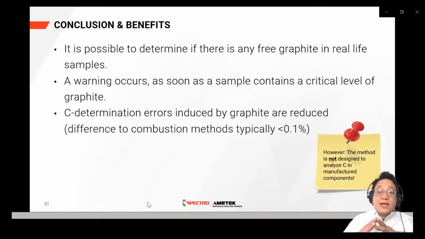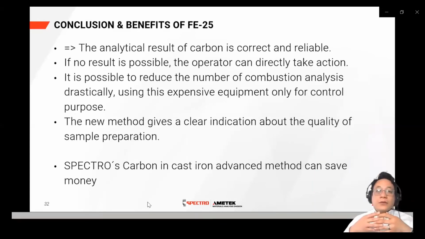However, the method is not designed to analyze carbon in manufactured components. The analytical result of carbon is correct and reliable. If no result is possible, the operator can directly take action. It is possible to reduce the use of combustion analysis drastically, using this equipment only for control purposes. The new method gives a clear indication about the quality of sample preparation. Spectro's carbon in cast iron advanced method can save you money.